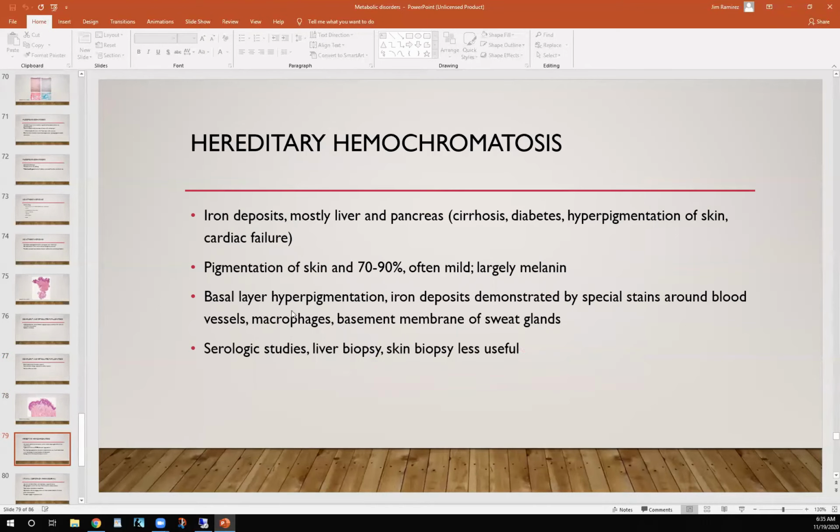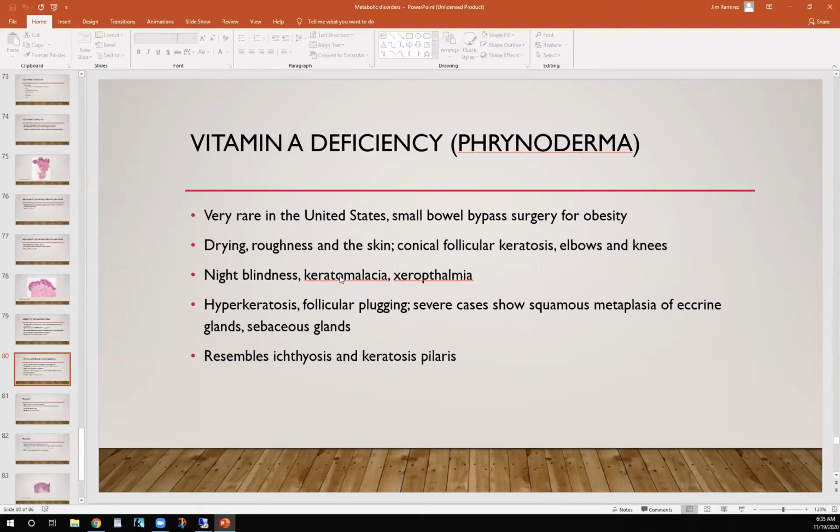So this one, another one I'm just going to kind of mention, not going to talk too much about, hereditary hemochromatosis, the iron deposition disease. You do get pigmentation of skin in about 70–90% of patients, often mild, but interestingly, this is mostly due to melanin. It's basal layer hyperpigmentation as opposed to iron deposition, although you do see iron deposits by special stains around blood vessels, macrophages, and the basement membrane. Actually never seen a case of this biopsied, so.